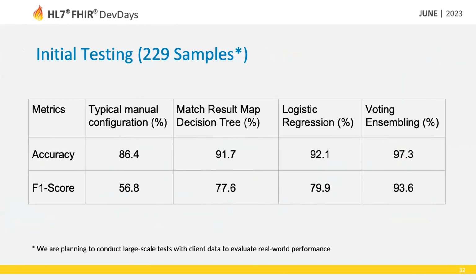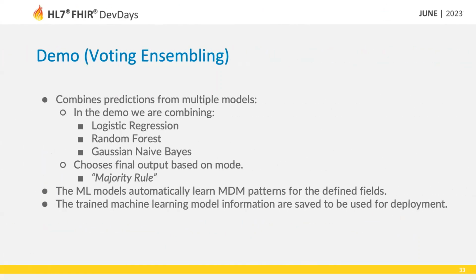So now let's get to the bottom line. Does this actually perform better? Well, from some of our initial testing, we can compare typical manual MDM configurations with the ML optimized ones. As you can see here, the performance increases as more sophisticated machine learning is used. So for the match result map, it performs decently, but for the next demo, I'd like to show the voting assembling.